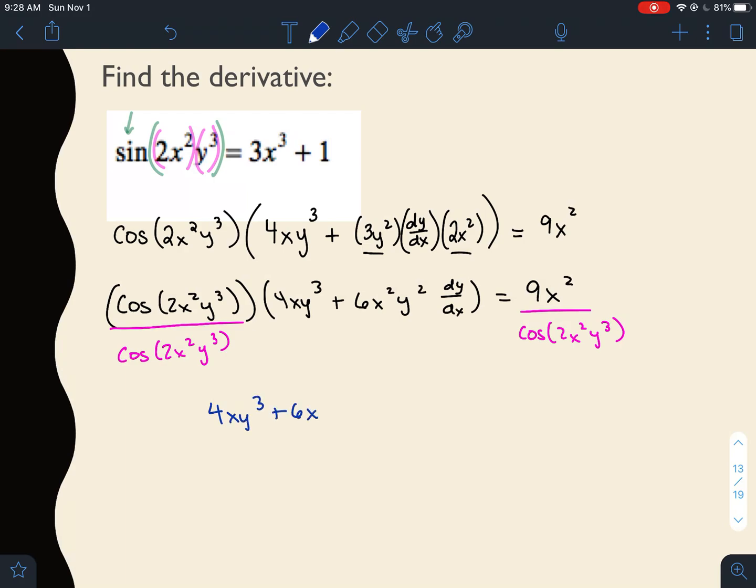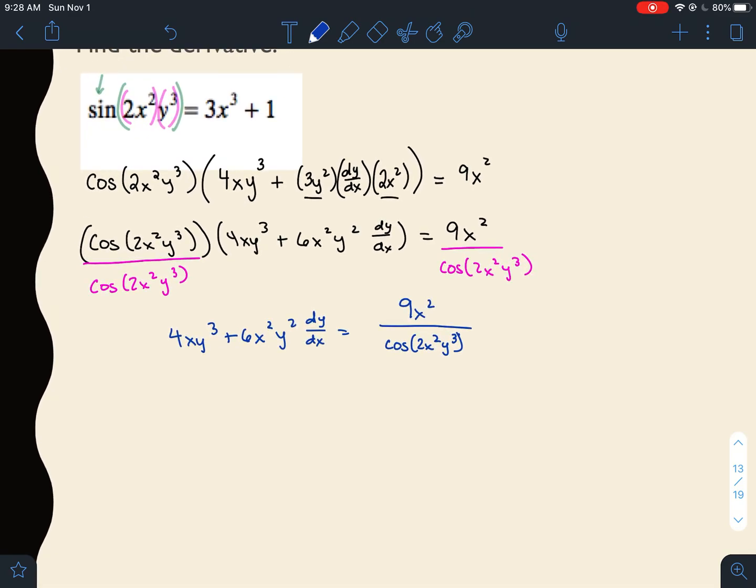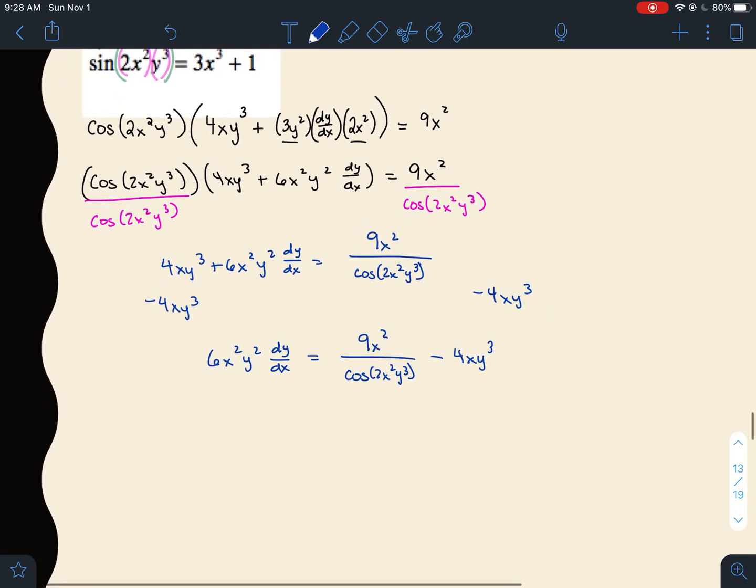And now I have 4xy to the third plus 6xy squared times dy dx equals 9x squared over the cosine of 2x squared y to the third. Now I need to get the dy dx by itself, so I'm going to subtract the 4xy to the third from both sides. And then I get 6x squared y squared dy dx equals 9x squared over cosine 2x squared y to the third minus 4xy to the third.